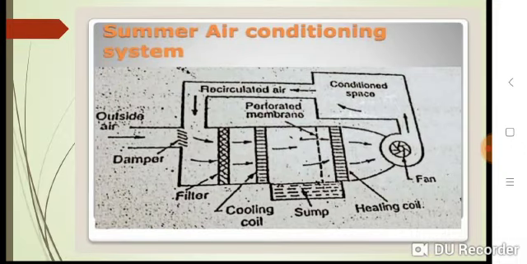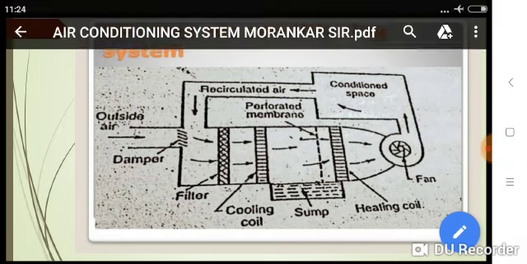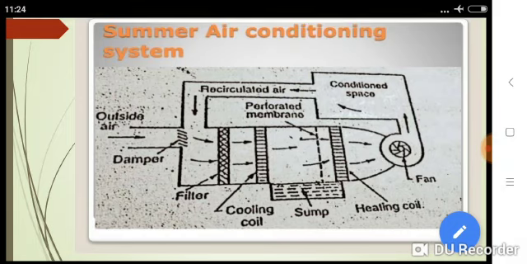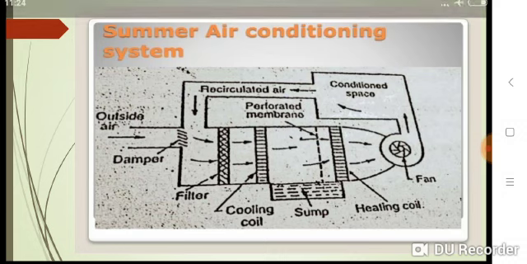First is summer air conditioning system. As the name suggests, in the summer there is a requirement of cooling, because the atmosphere is very hot and very humid. So there is a requirement of cooling and a requirement of dehumidifier to remove the water content in that air conditioning system. Okay. So this is a systematic arrangement. In the question they ask: please explain the summer air conditioning system, draw the layout, and give the advantages and disadvantages.